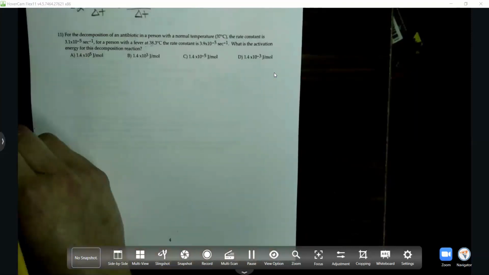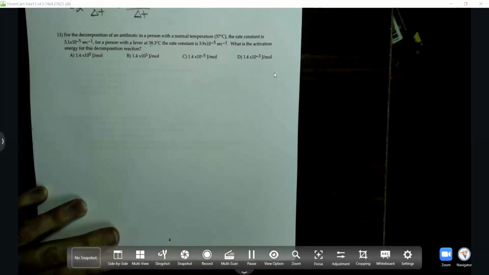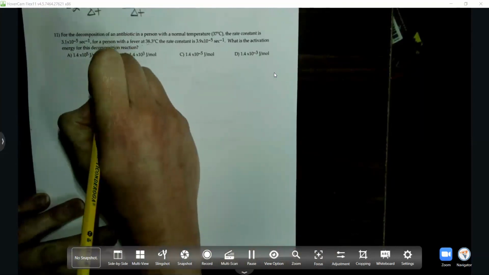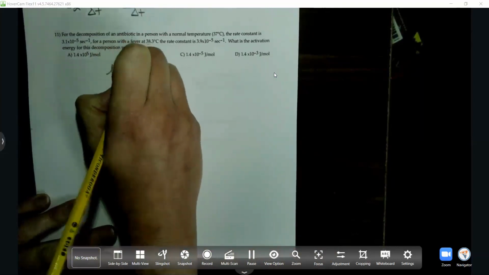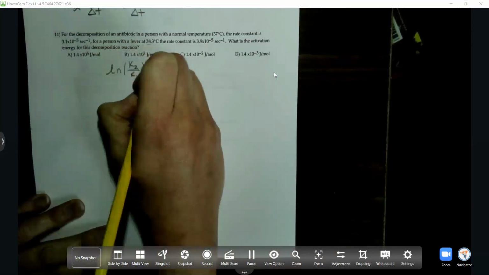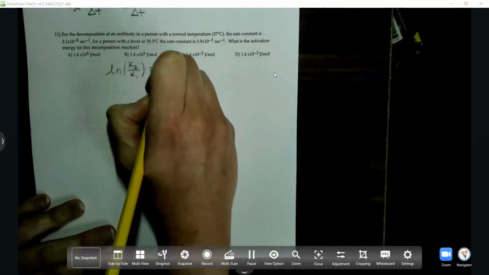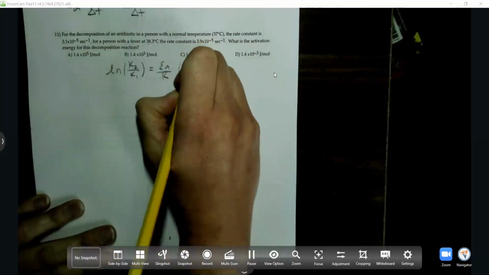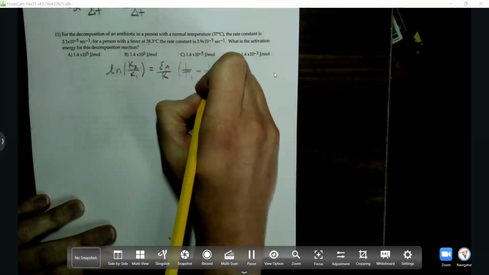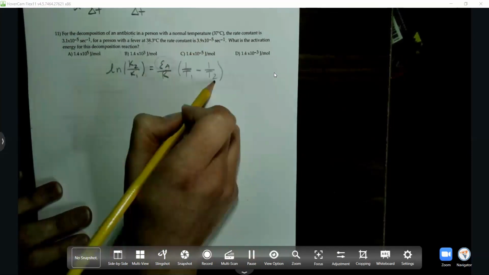So towards the end of that chapter, you guys talked about activation energy and how it's related to the temperature and the rate constant. On your formula sheet, you're given ln(K2/K1) = (Ea/R)(1/T1 - 1/T2). So what we're solving for is Ea, our activation energy. It doesn't matter which one you label 2 or 1, you just have to keep them consistent.